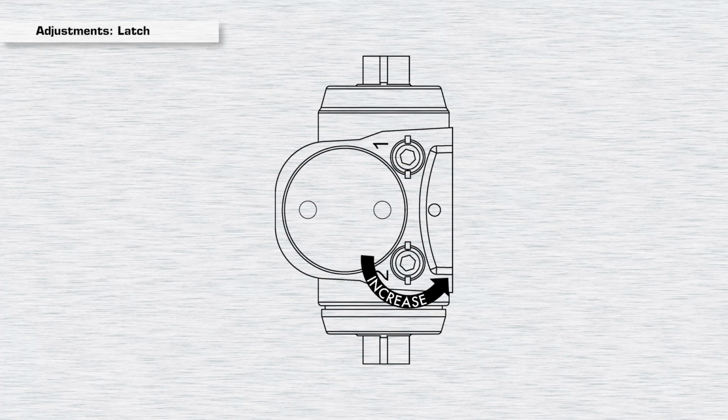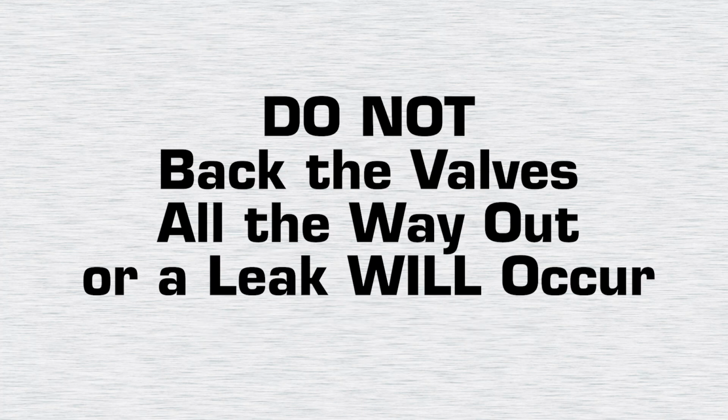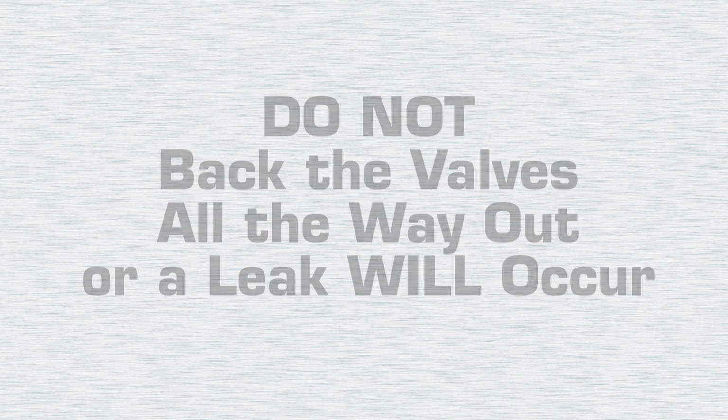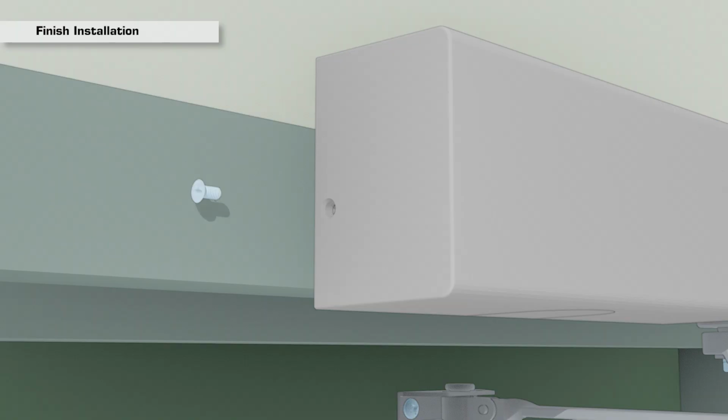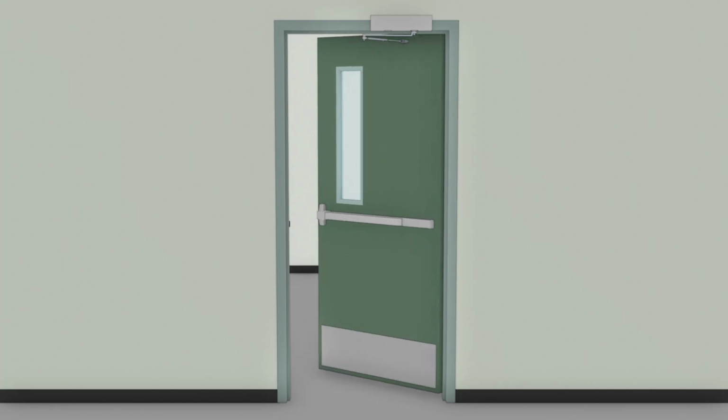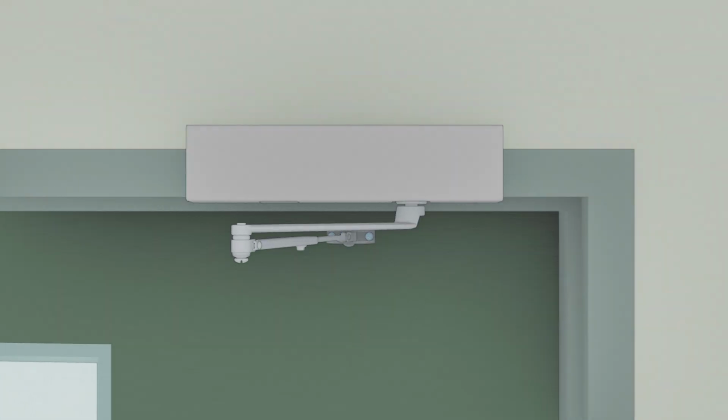or counterclockwise for faster. Be careful not to back any of the valves all the way out or a leak will occur. Place the cover on the closer body and fasten with 2 screws. Your new universal hardware closer is now ready for use.